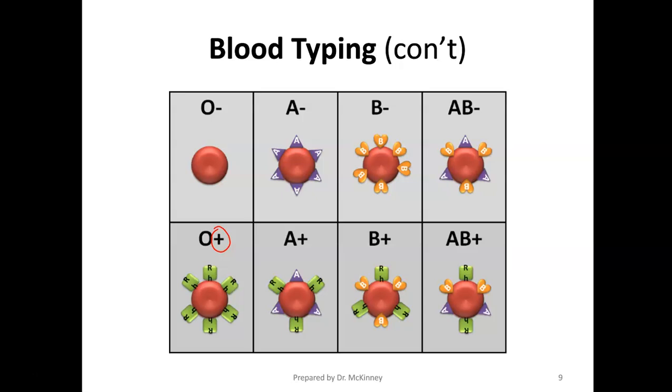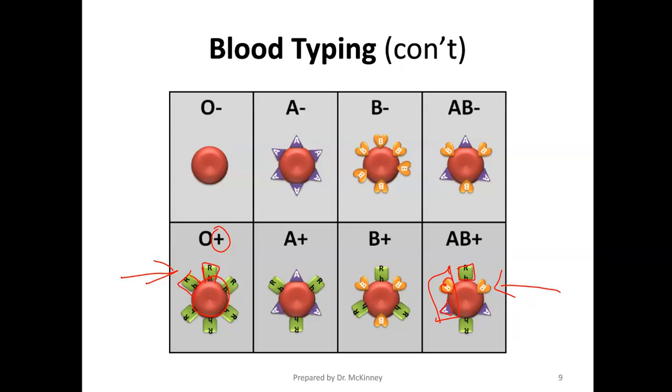So I'm O positive. This is me down at the bottom. I have no A or B antigens on my cell membrane, but I have RH antigens. So I'm O positive. My husband, on the other hand, is over here. My husband has both A and B antigens, and then also RH antigens. So he is AB positive. Okay, and positive just stands for the RH antigen is present.